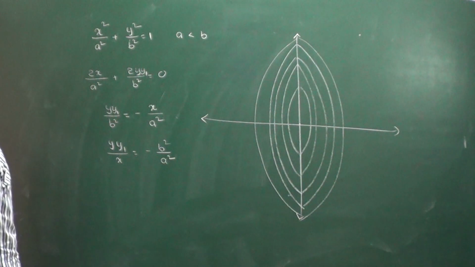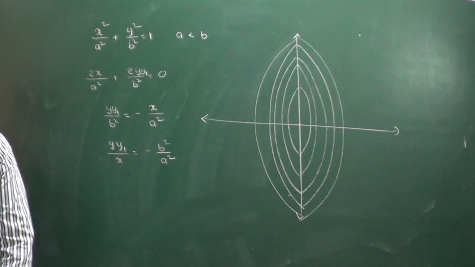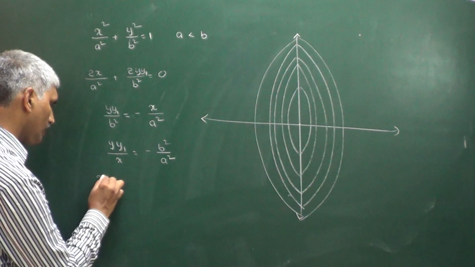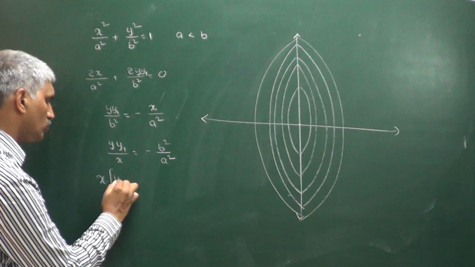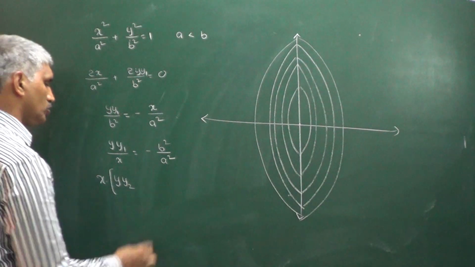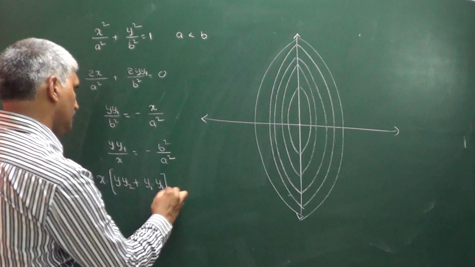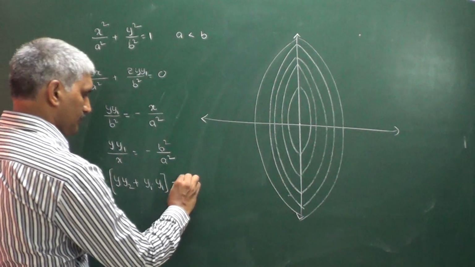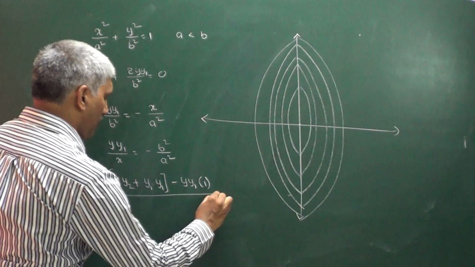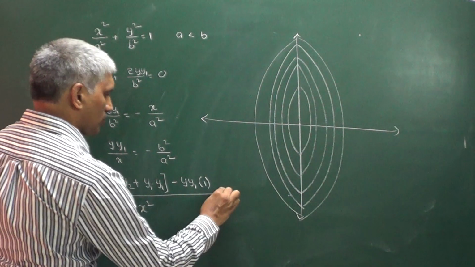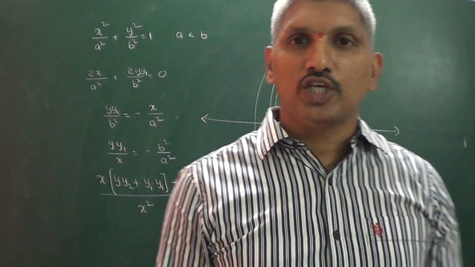Now again we have to differentiate this. Again differentiate. We have to apply the u by v rule. x into the differentiation of y1 is y2, plus y1 into the differentiation of x is 1, minus y1 into the differentiation of x is 1, whole divided by x square is equal to a constant. So that is the way of doing this particular question.